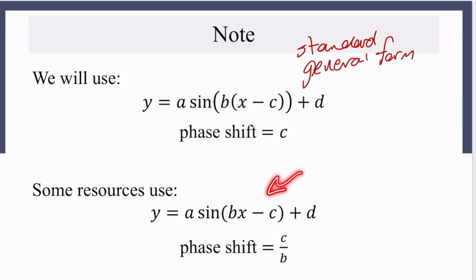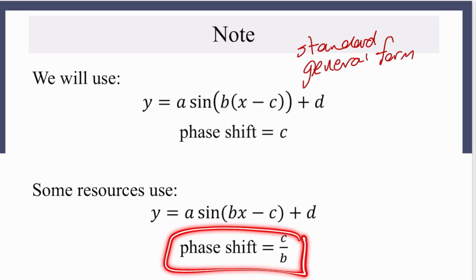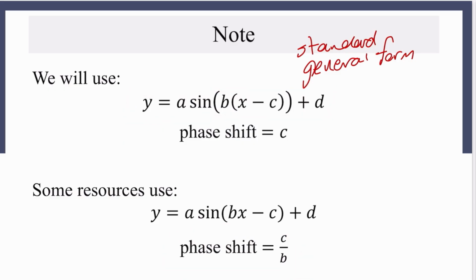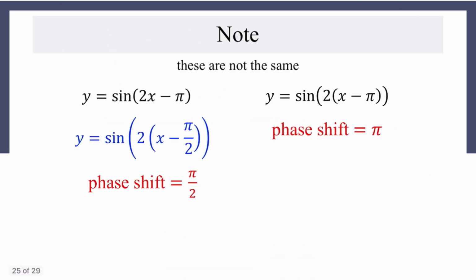Whereas some resources will use this. They'll group the b, x, and the c in the same parentheses. And what's tricky about this one is you have to remember that you need to factor that b out away from the x in order to determine what the phase shift is. So the phase shift there would be defined as c divided by b. I prefer it to be this way, but you'll see in some examples that you need to factor out in order to answer the question, which is what we're about to do here.